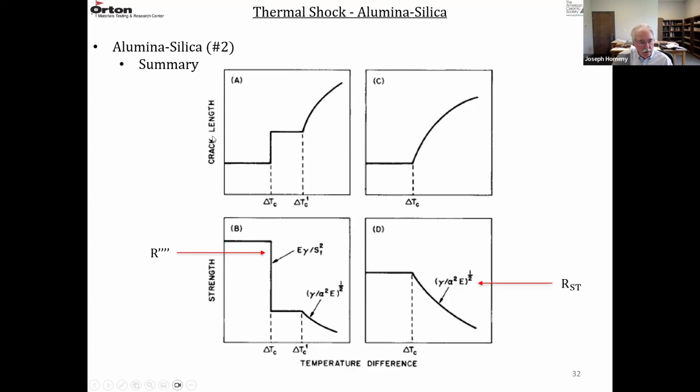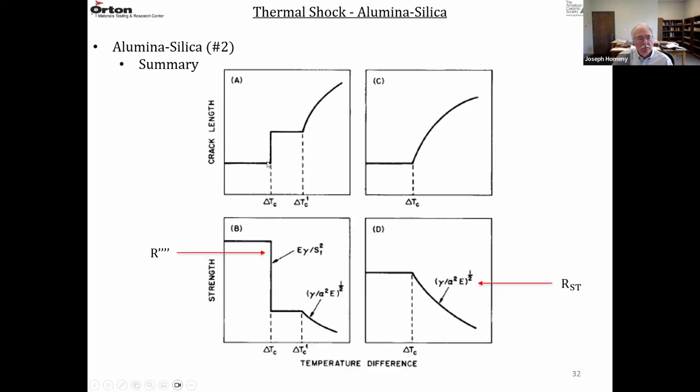So if we take the strength versus delta T plot for this top graph, we have a constant strength. We reach a critical delta T. We have a strength drop. This is R4 prime, E gamma over S_f squared. We reach a second critical delta T before we have another strength loss, a quasi-static strength loss. This is RST, gamma over A squared E, all to the 1/2 power.